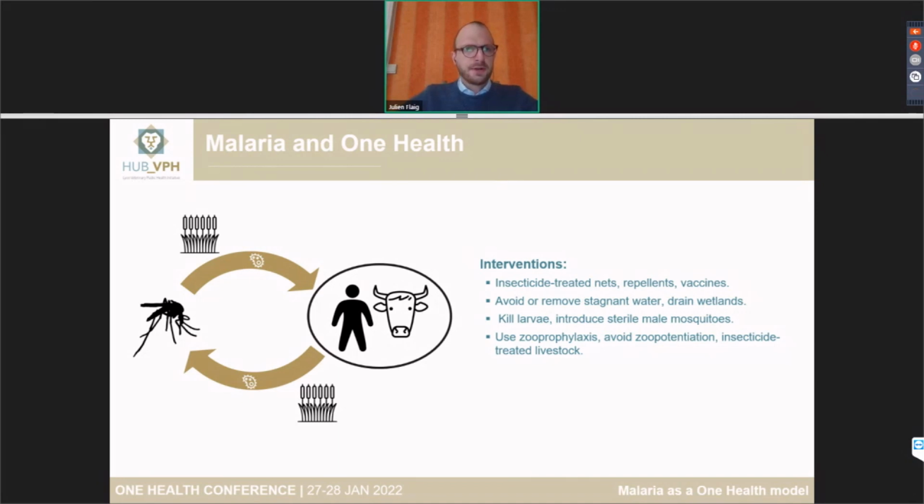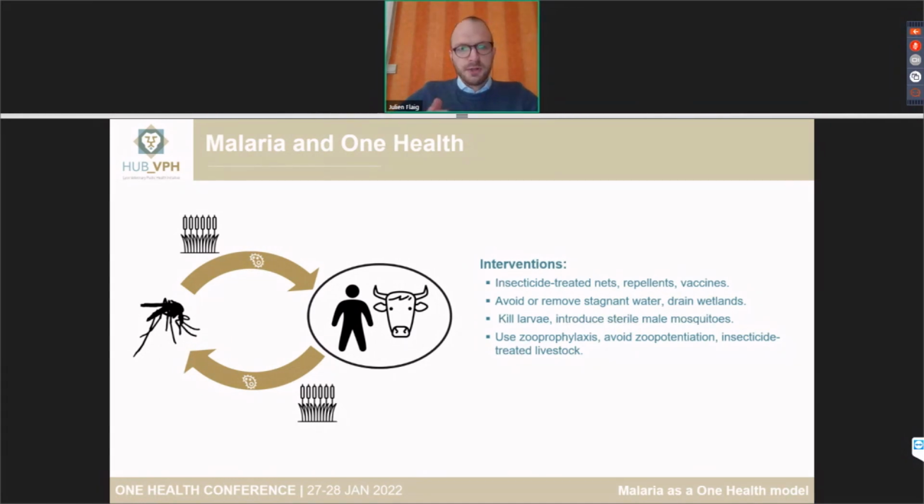But malaria is also a very good example of a One Health issue, for 2 main reasons. The first one is that not only humans, but also livestock can get infected. And the second reason is that mosquitoes need water to breed, which means that the environment plays a major role in transmission.